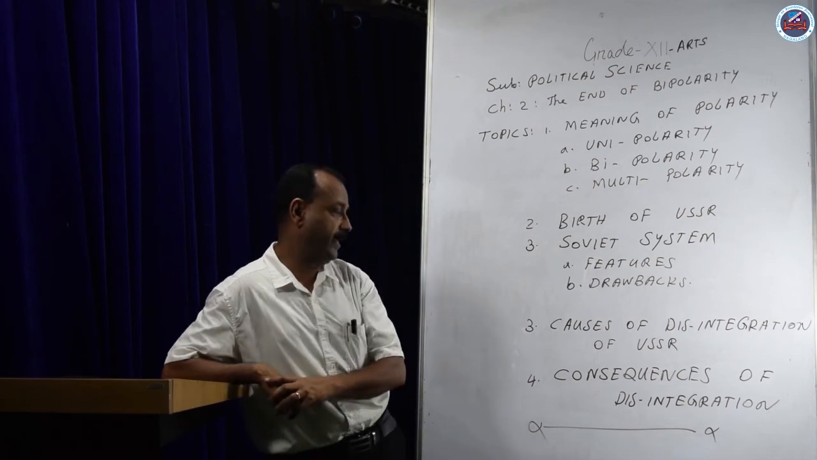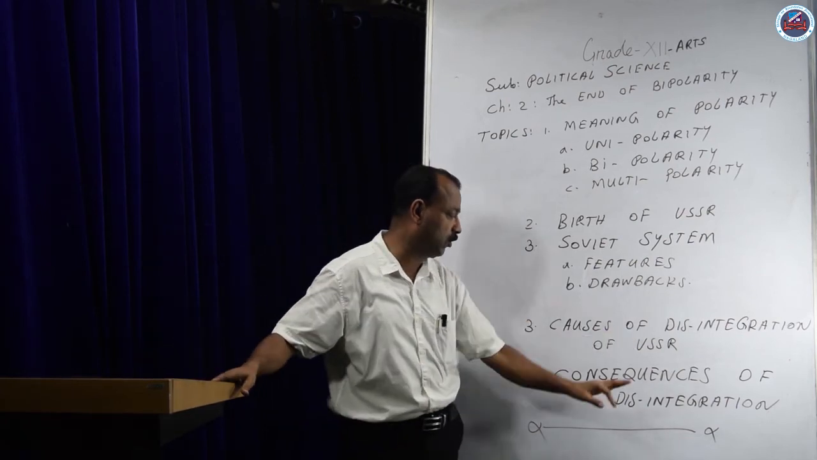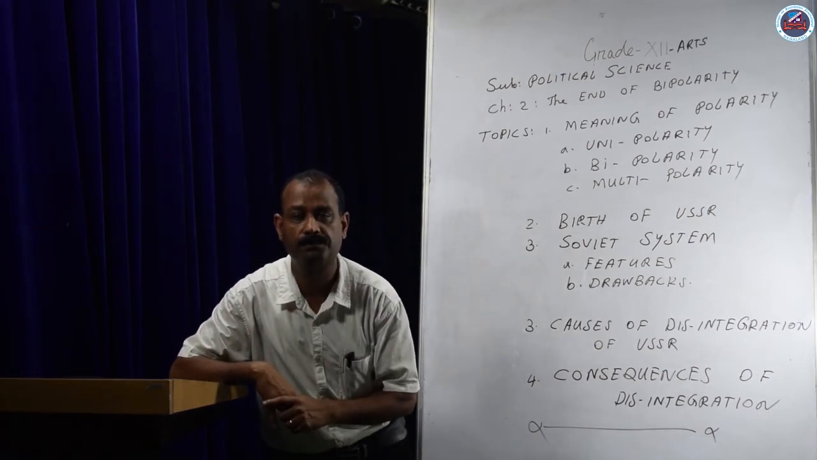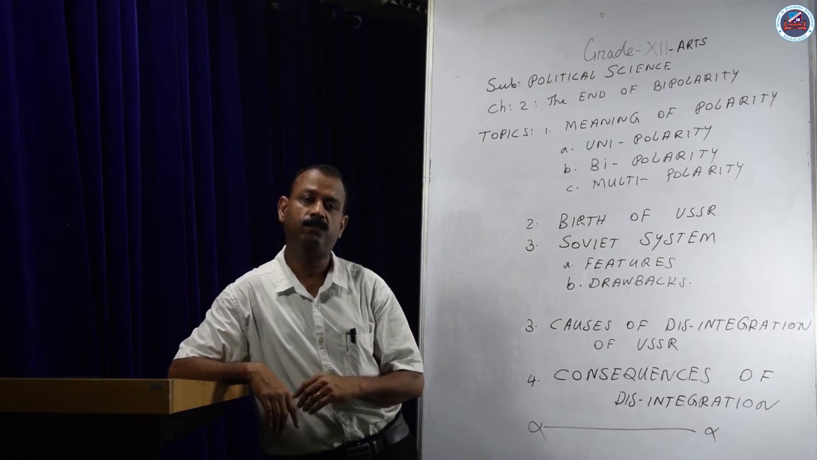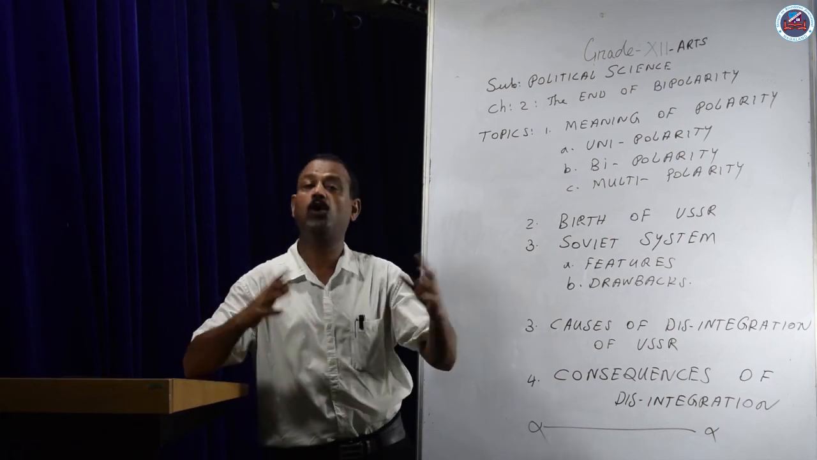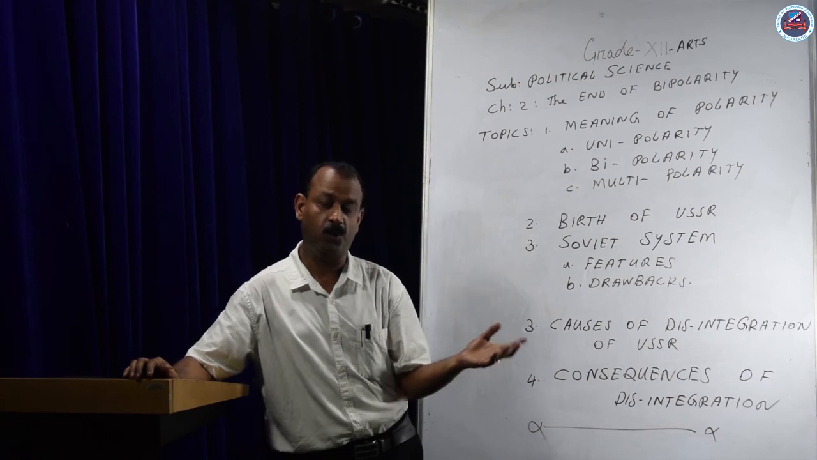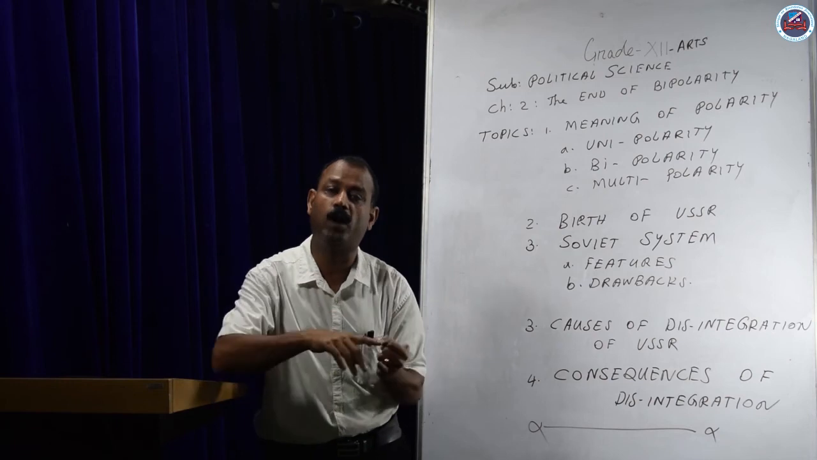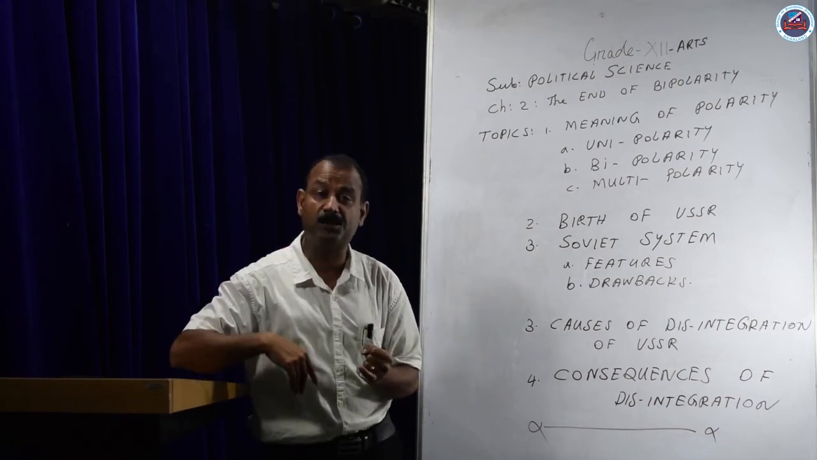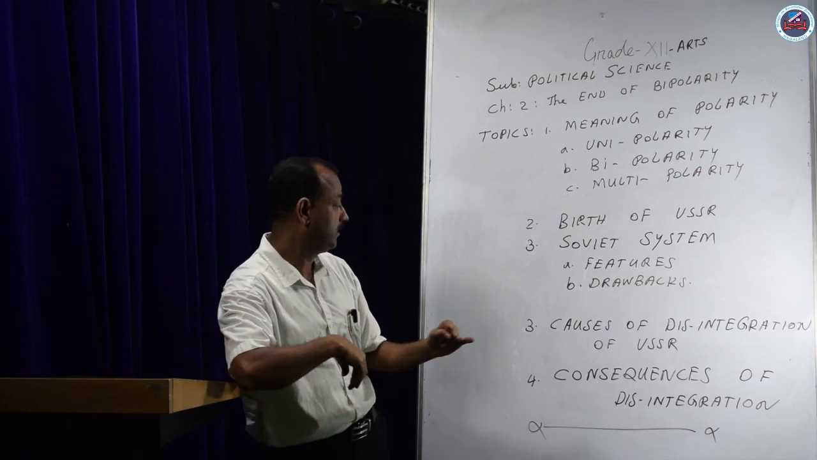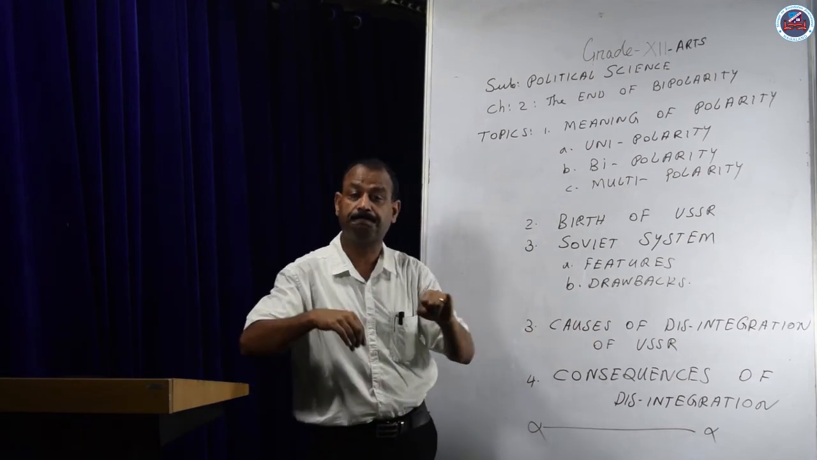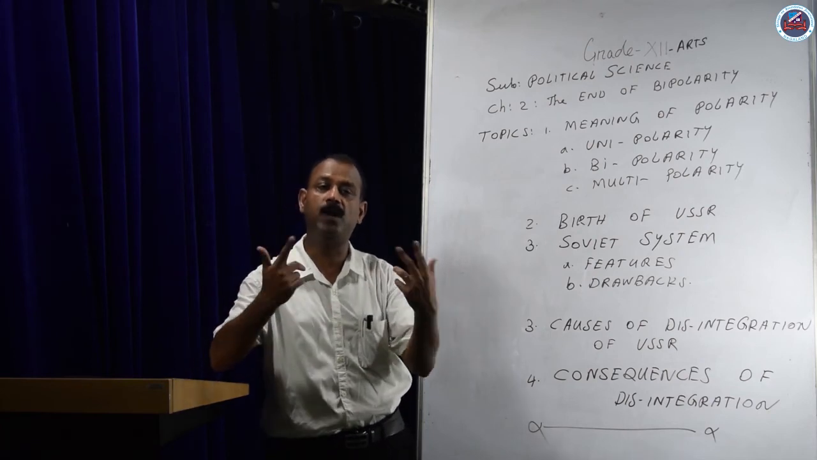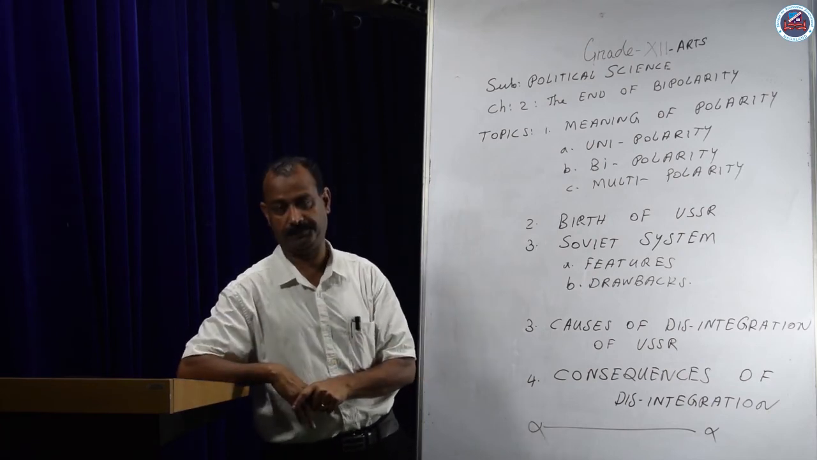The last topic for today is the consequences of disintegration. Because of the disintegration of USSR, what were the results? The first consequence: the Cold War came to an end. The Cold War was between USA and USSR. Now USSR is no more, so the Cold War came to an end. The second consequence of the disintegration of USSR was that power relations changed. From bipolarity, the world came into unipolarity.